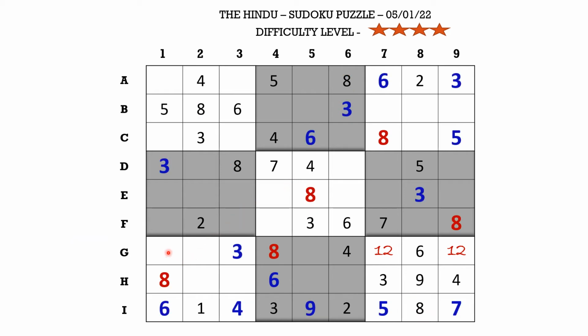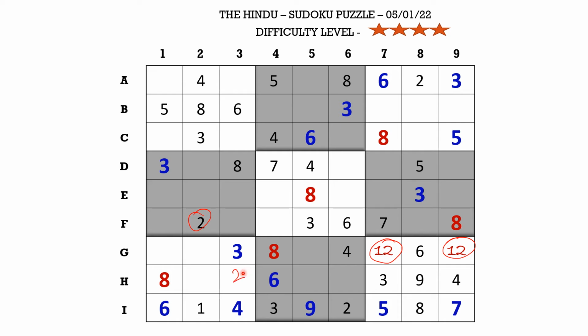In G row, there is a 2 here in the 9th block. These 2 blocks, these top 2 cells, and there is a 2 here in F row, which blocks here. So H3 takes 2.